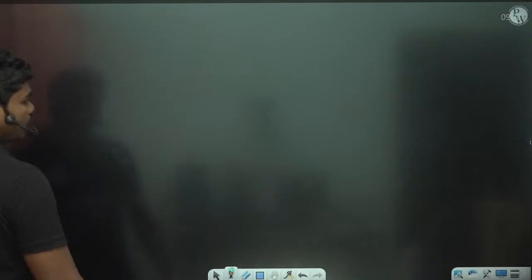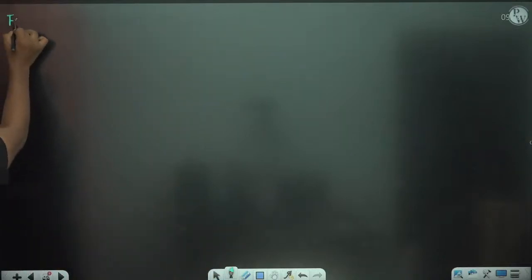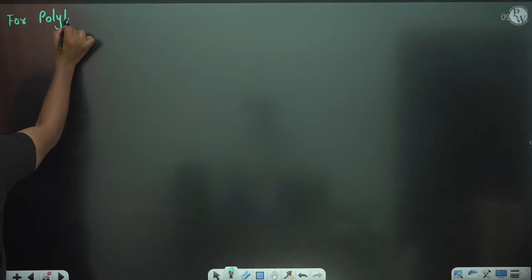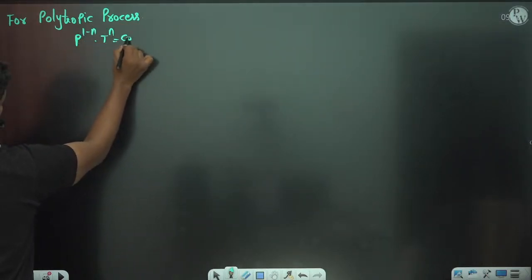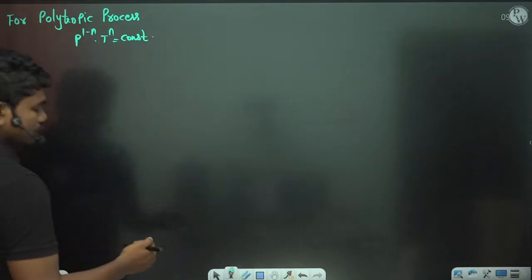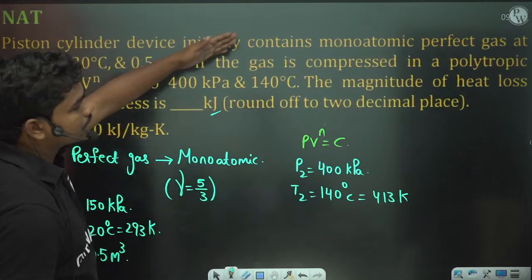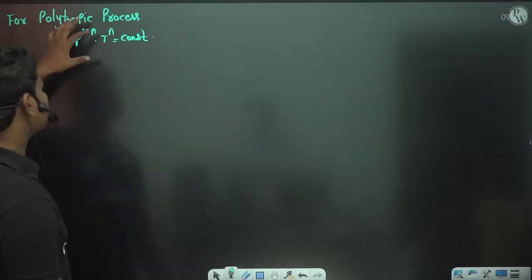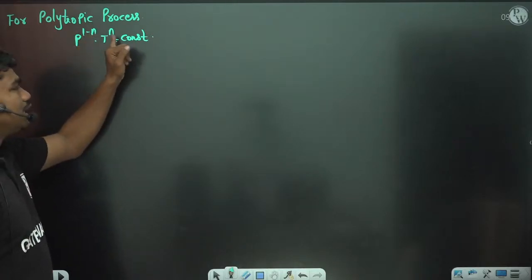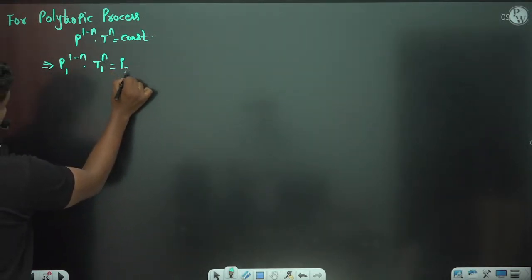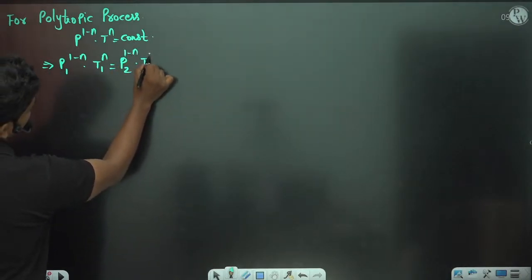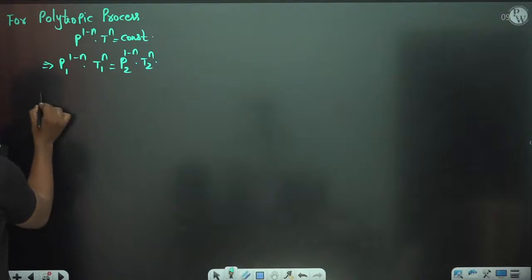So first of all, for a polytropic process, let us calculate the polytropic index. For a polytropic process, we know P^(1-n) T^n is equal to constant, correct? So PV^n equal to constant for ideal gas, of course. Here a monoatomic perfect gas is given. So at any state P^(1-n) T^n is equal to constant. This implies P1^(1-n) T1^n is equal to P2^(1-n) T2^n. So we need the value of this n.